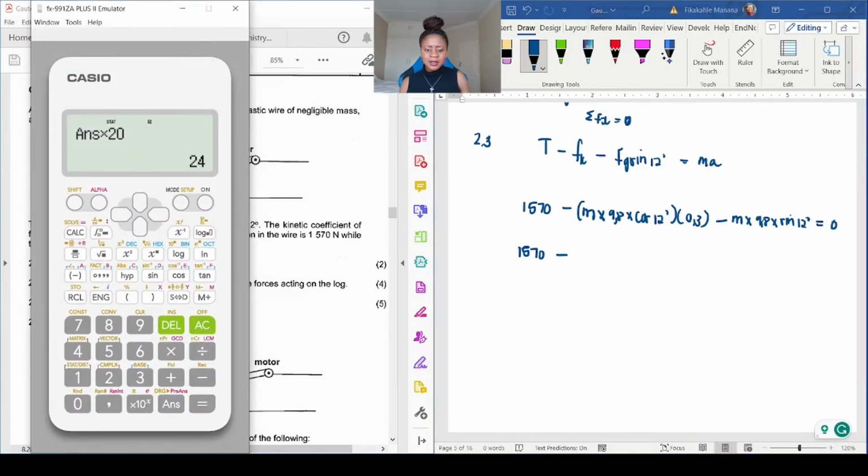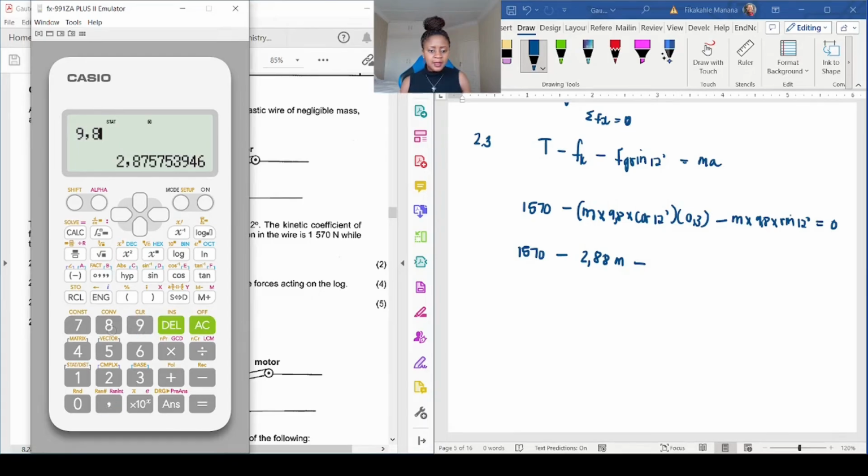Let's just put everything into the calculator. So we have 9.8 times cos 12 times 0.3, and that gives 2.88 m. I'm just going to store this as A.